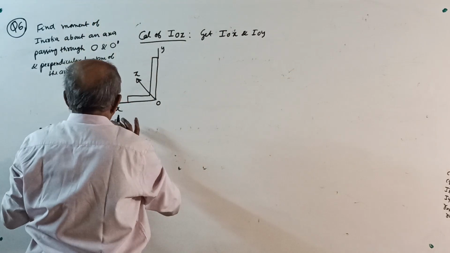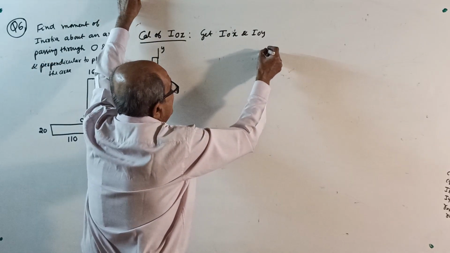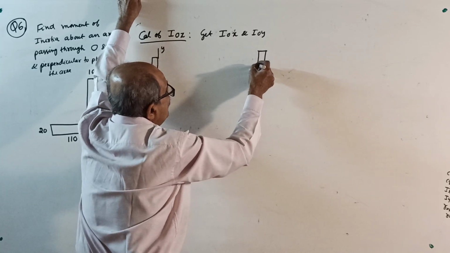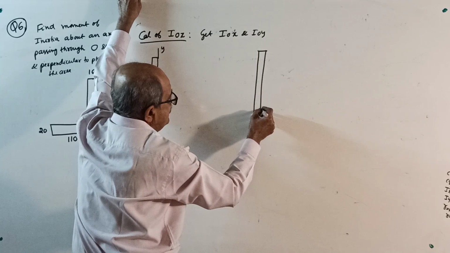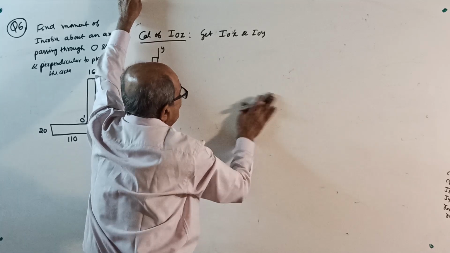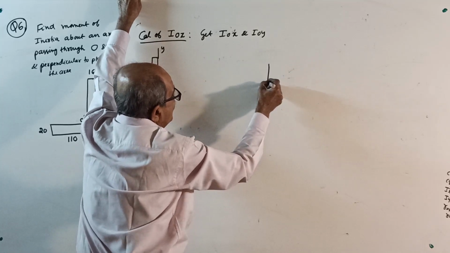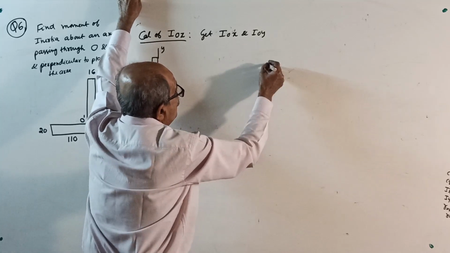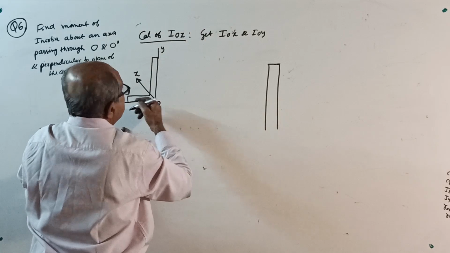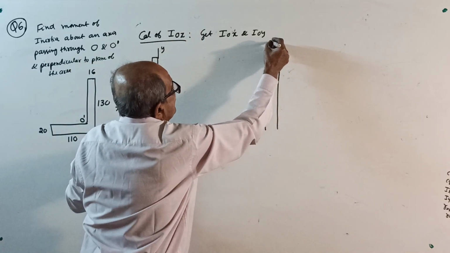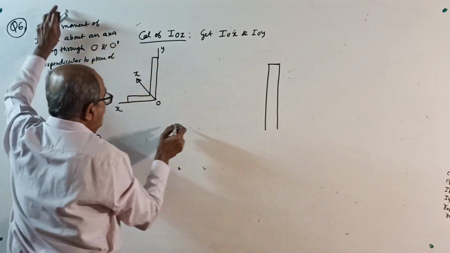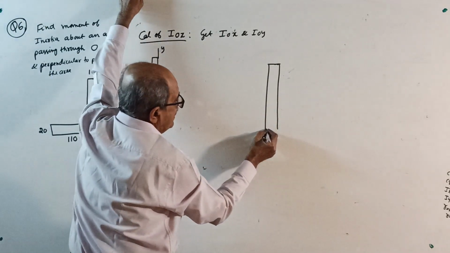For that, first divide into parts. See here, divide into parts. One rectangle here this way. I am not giving the answer now. Little space required for me. One rectangle here of thickness, how much? 16. Thickness is 16. I will mark later. This is 130. I will divide like this, so I will stop here.